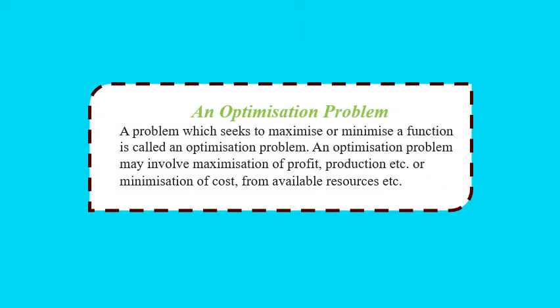So first let me tell you the meaning of an optimization problem. Any problem which seeks to maximize or minimize a function is called an optimization problem. So whenever we have to find the maximum or minimum of a function, it is called an optimization problem. An optimization problem may involve maximization of profit, production, diet problem, cost problem, or minimization of all these factors. Either maximization or minimization, or in some cases both. Such problems are called optimization problems.